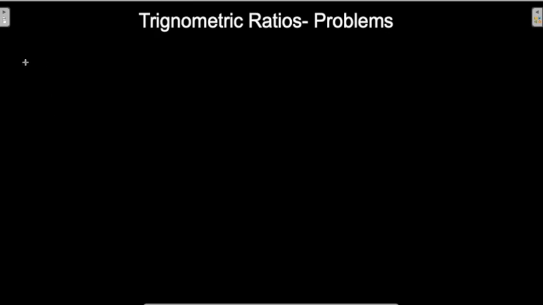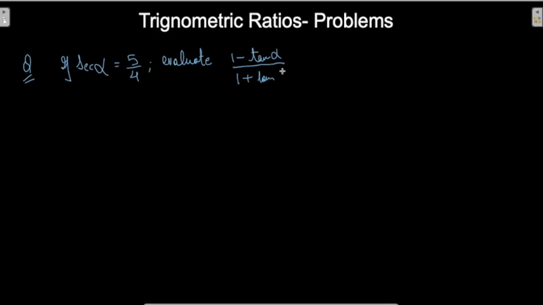This color is fine. So the question is, if secant alpha is equal to 5 by 4, then evaluate (1 minus tangent alpha) over (1 plus tangent alpha).